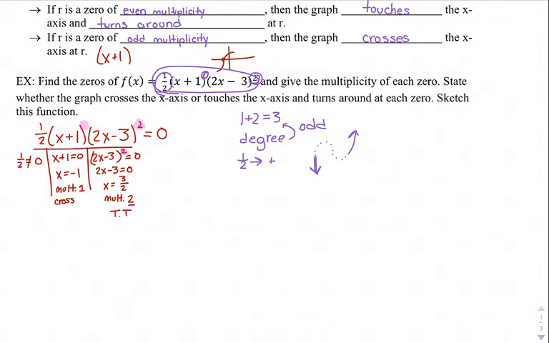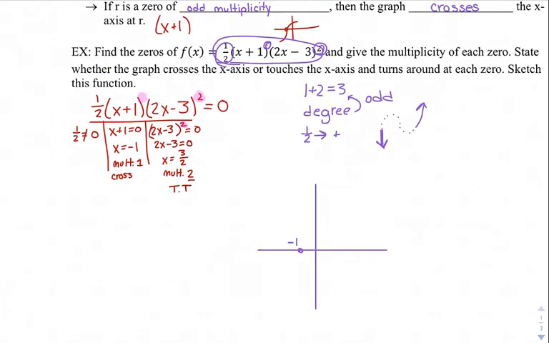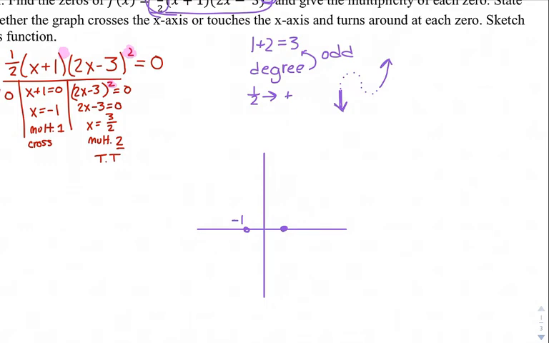So what we're going to do now is sketch this function. So I know it crosses the x-axis at -1 and at 3/2. Something happens. So I'm going to start with my end. So I know it has to start falling this way. Then I look here. It says a multiplicity of 1. So multiplicity of 1 means it crosses the x-axis. So it goes up and crosses.